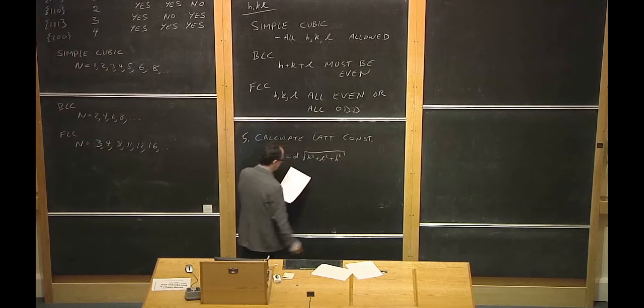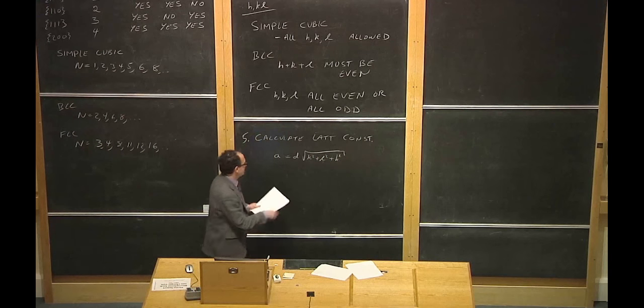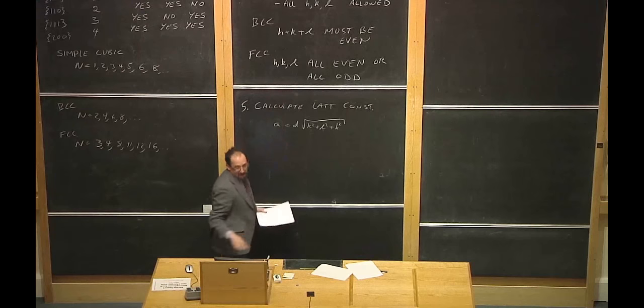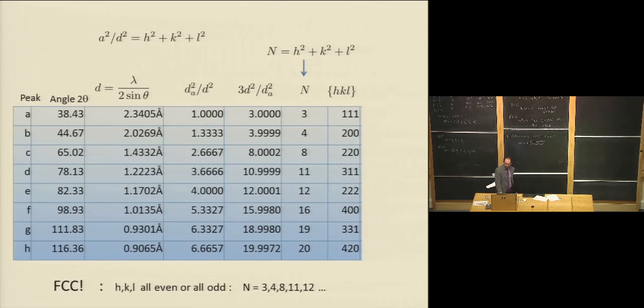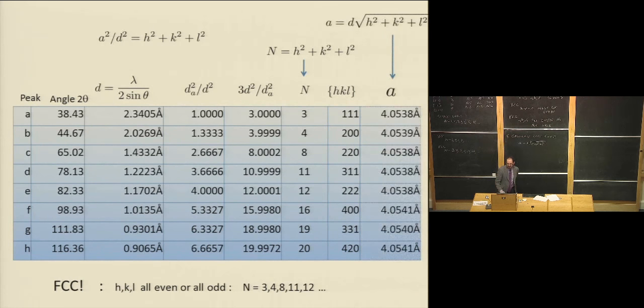Oops, I did that in the wrong order. h squared plus k squared plus l squared usually. All right, same thing. And if we do that, there are the Miller indices written down for the peaks, and here are the a's. And they're all pretty close to the same, to about 3 or 4 digits. They're not exactly the same, so there's probably some error in the measurement of the angles, or something like that has gone wrong. But to within 4 digits of accuracy, we've measured the lattice constant a for aluminum. Okay? So that's generally how it works.